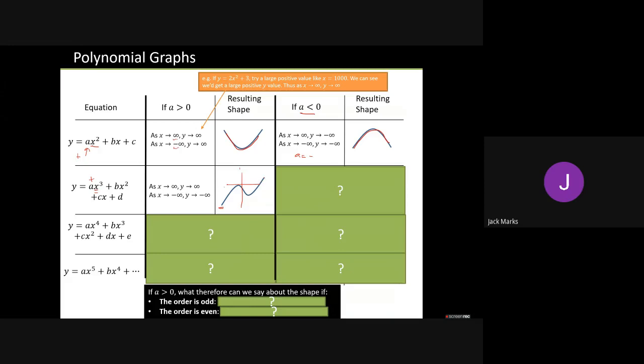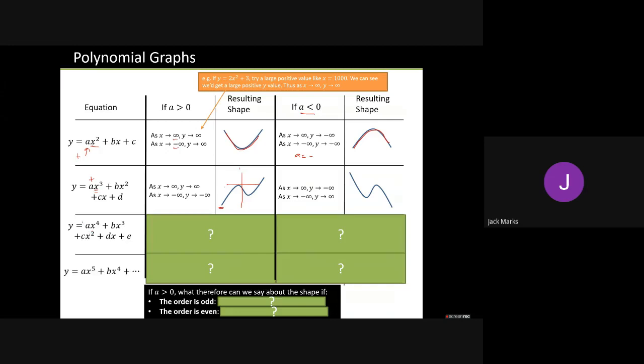And for a very positive x, we're going to have a very positive y. And perhaps it might make sense that going the other way, we have a falling sort of cubic. So you need to be aware of the general shape of these so that you can sketch them, because this general shape is what they're expecting to see.